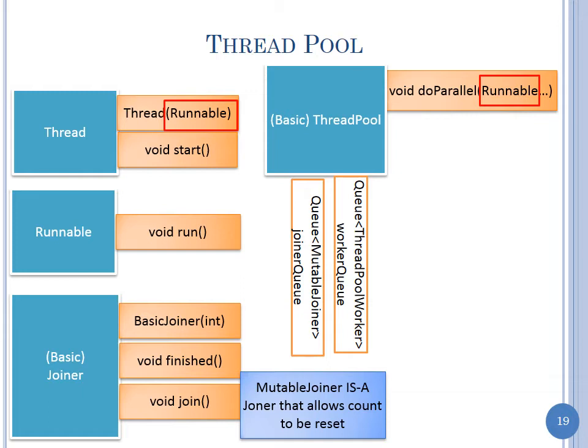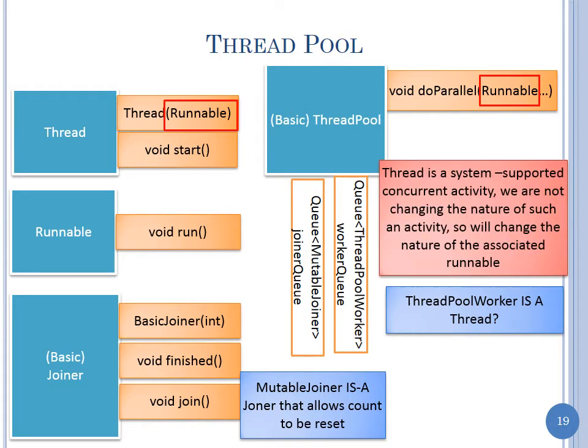One issue that we had was, what is the thread pool worker? We can say the thread pool worker is a thread. But we said no, a thread is something that's provided by the underlying system. We're just trying to use the system in a different way. We're not changing the nature of a thread. And so, inheritance is one of these things also. It's not too hard to understand, but how to use it is tricky. And we said what we'll do is make the thread pool worker runnable.